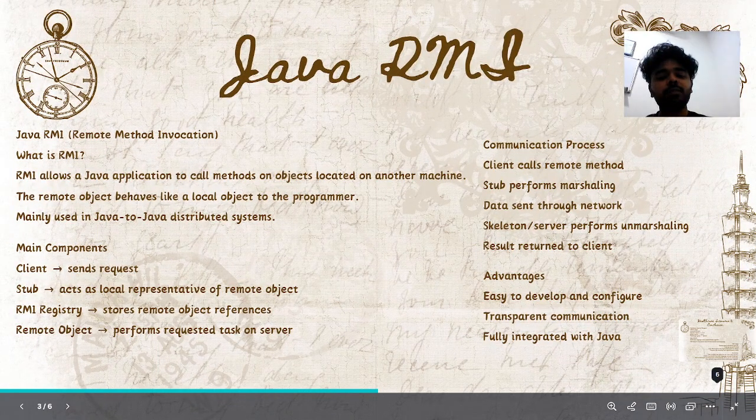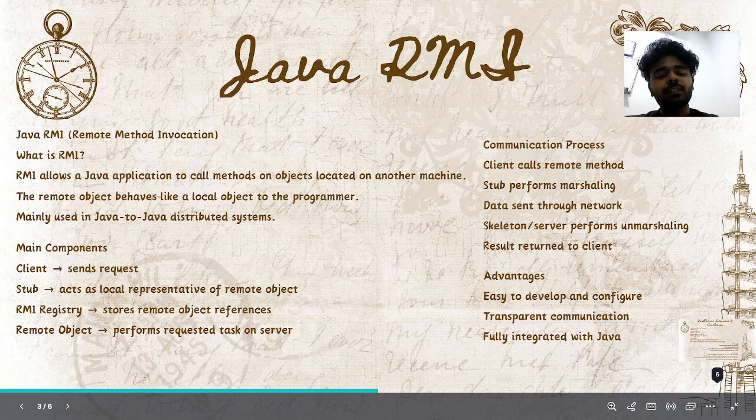RMI stands for Remote Method Invocation. In simple terms, RMI allows a Java program to call methods of another Java object that is running on a different machine or computer through a network. To the developer, it almost feels like calling a normal method, even though the actual process happens somewhere else and not on the same device.